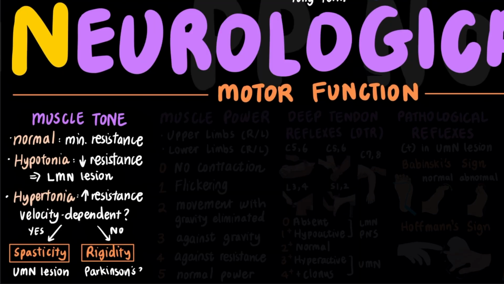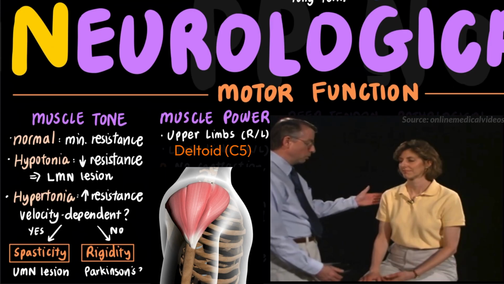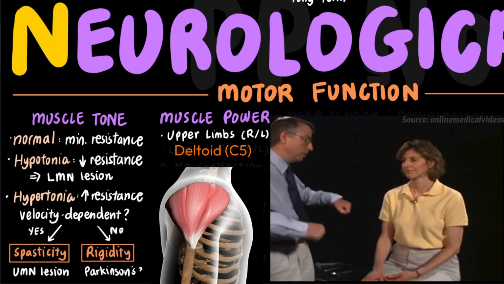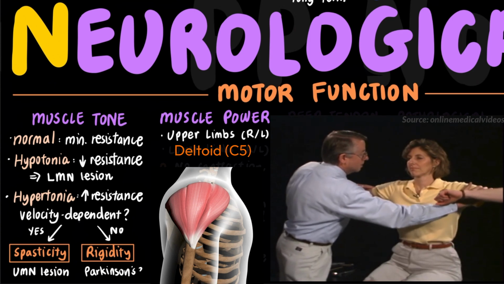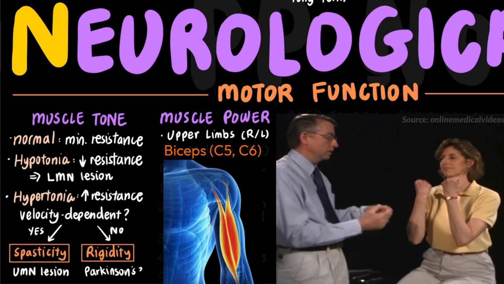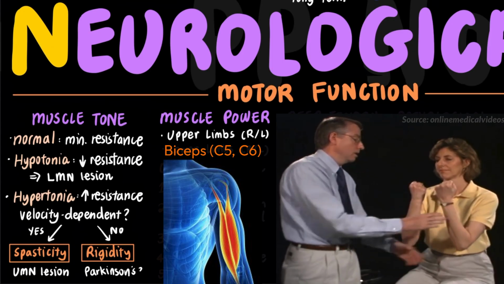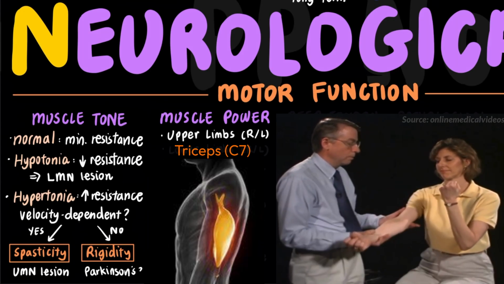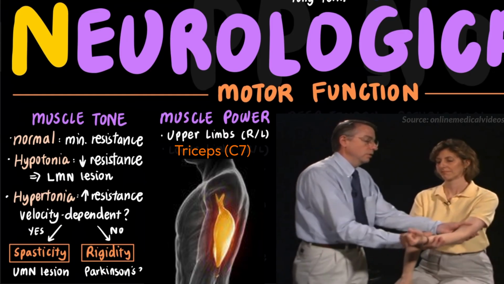Next, let's assess muscle power. For the upper limbs, to test the deltoid muscle supplied by C5, ask the patient to lift their arm sideways to shoulder level while you apply gentle downward pressure. To test the biceps supplied by C5 and C6, ask the patient to bend the elbow while you resist the movement. To test the triceps supplied by C7, ask the patient to straighten the elbow against your resistance.